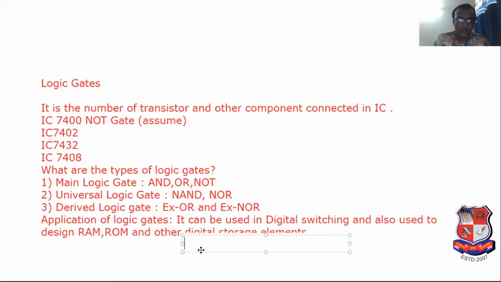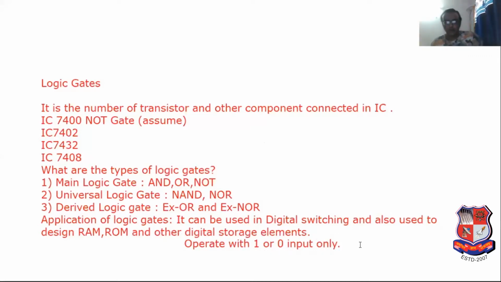It can operate with a digital signal. It operates with 1 or 0 input only. Why? Because a digital signal can be considered as one type of specific voltage level, 0 or 1.